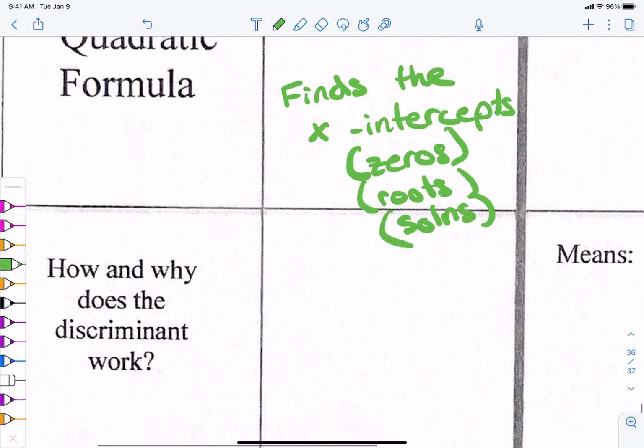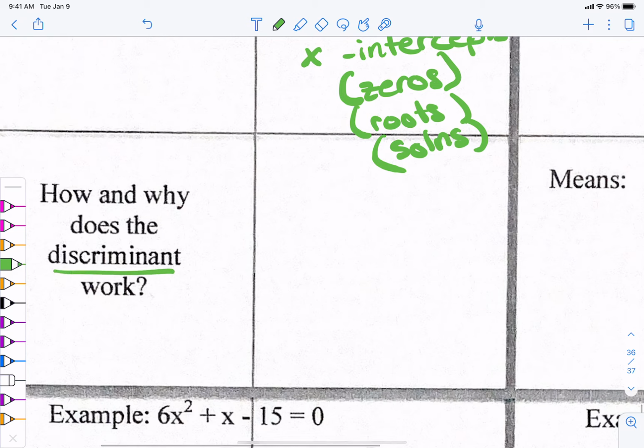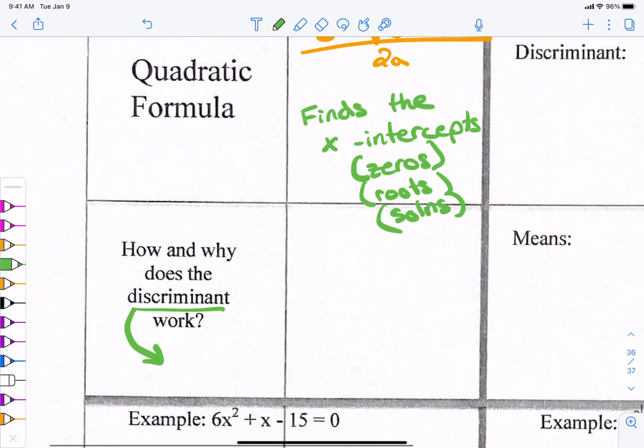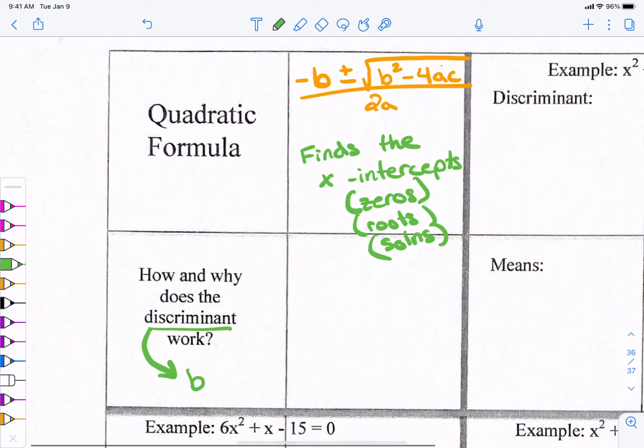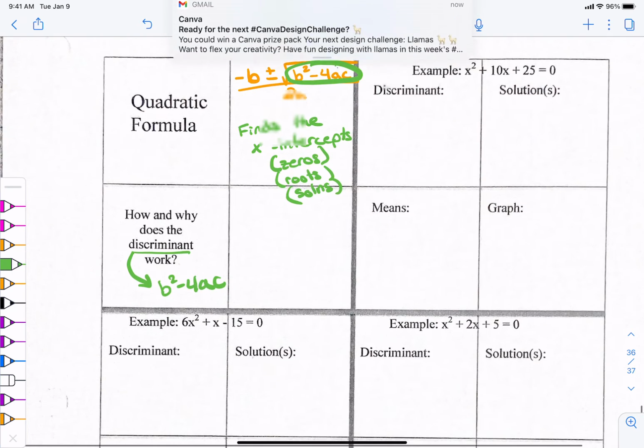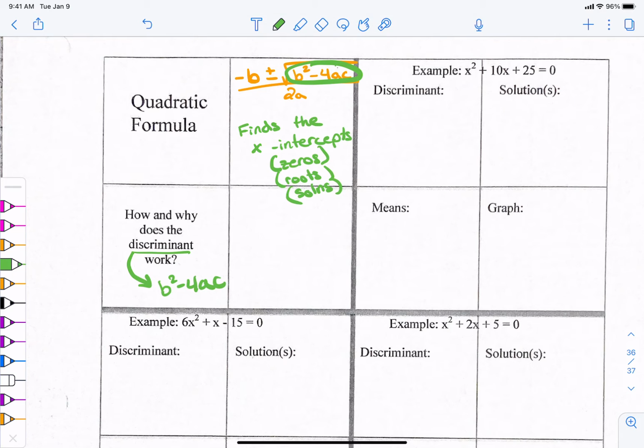But we're going to go down to the bottom box, and it says the discriminant, okay? So let's talk about the discriminant for just a second. What is the discriminant? It is just the b squared minus 4ac. It is this part of the quadratic formula. That little chunk right there is b squared minus 4ac. That's what that is, okay? Now we're going to write some stuff in this next box over that talks about what the discriminant does and what some of the things mean, okay?